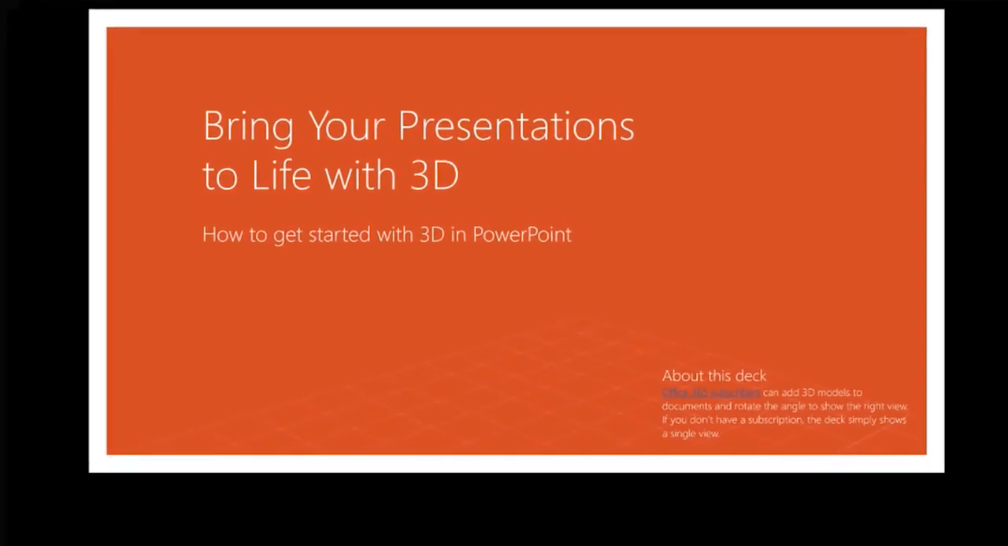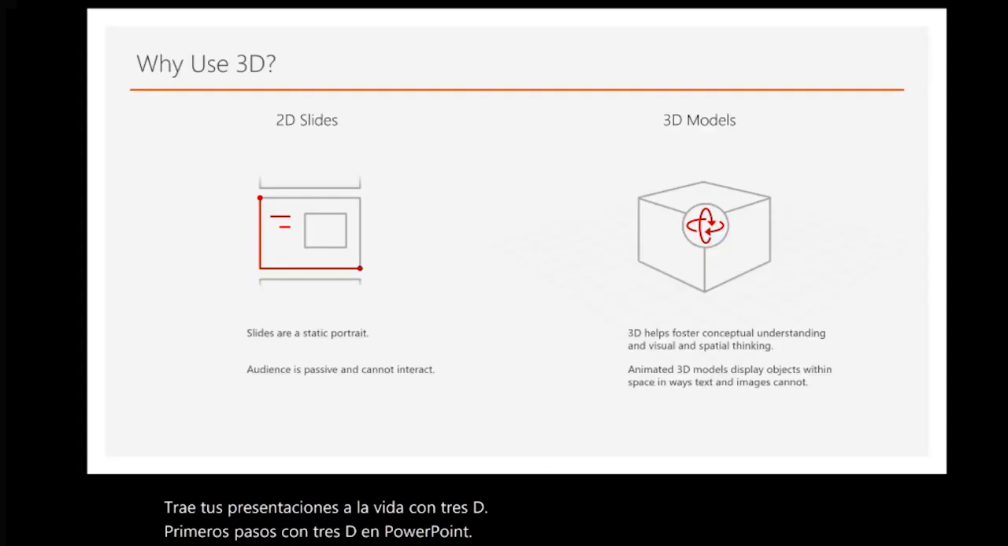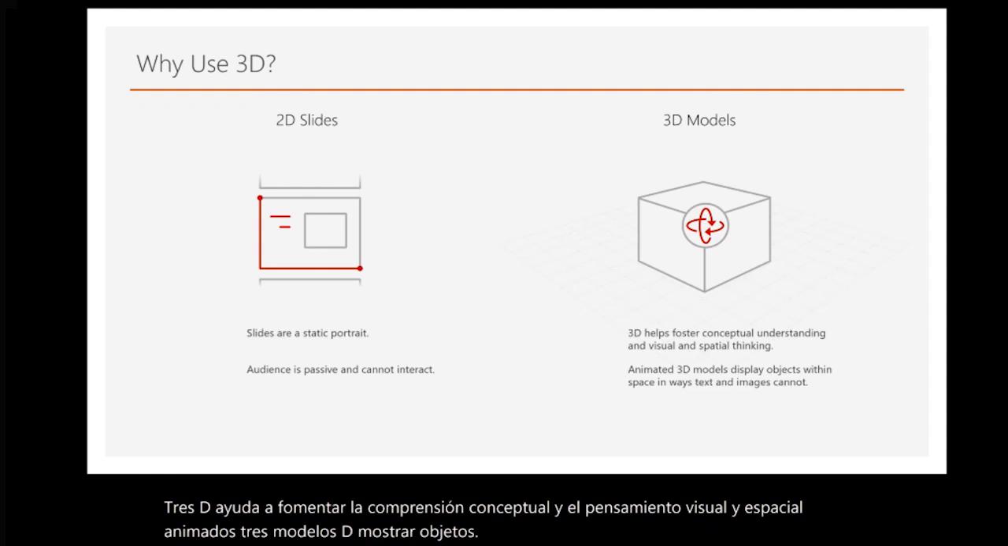Bring your presentations to life with 3D. Getting started with 3D in PowerPoint. Why use 3D? 2D slides are a static portrait. The audience is passive and cannot interact. 3D helps foster conceptual understanding and visual and spatial thinking. Animated 3D models display objects within space in ways text and images cannot.